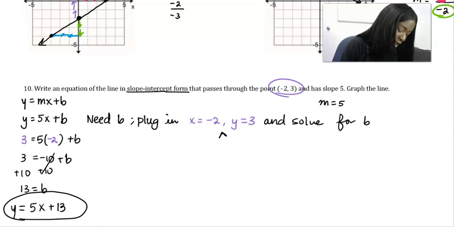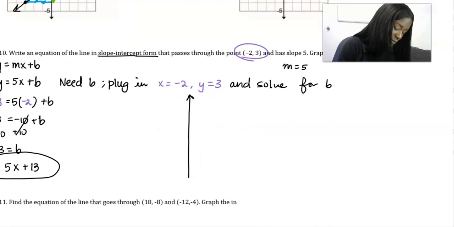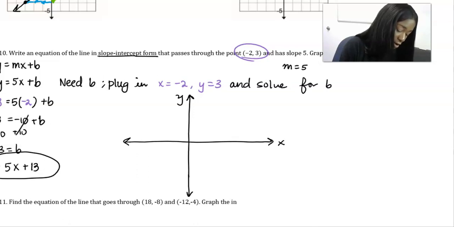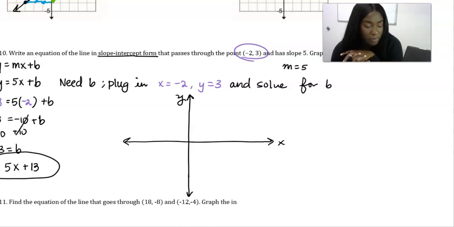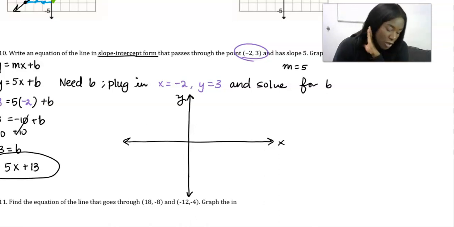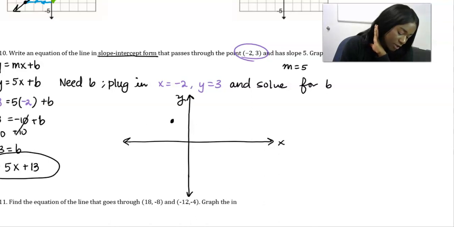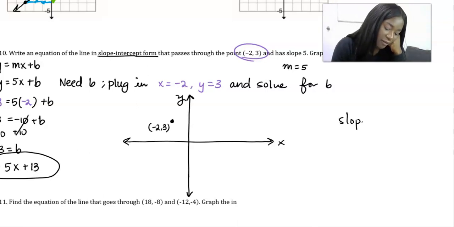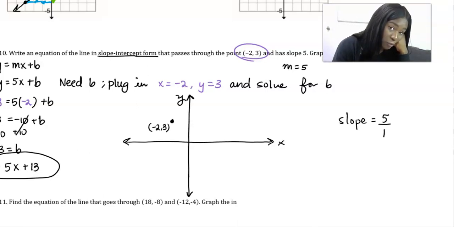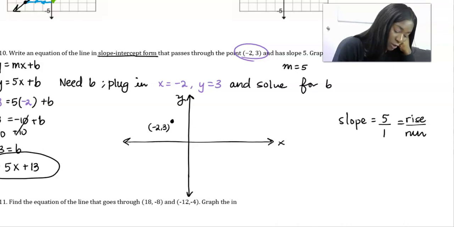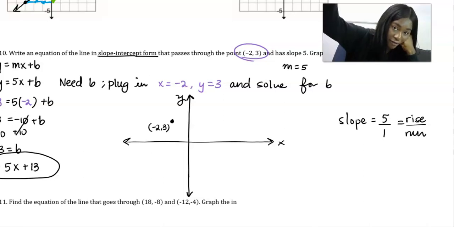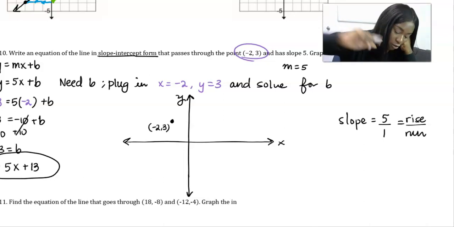And now let's graph it. In all reality, we could have graphed this line from the start. I should have put some graph paper on here. I know that the line goes through the point negative 2, 3. This is going to be a rough sketch, so I'm just going to go left 2, up 3. I'll say this is the point negative 2, 3. And I also know that the slope is 5, which is 5 over 1. I can think of that as my rise over my run, so I could go up 5 and over 1 to get another point that's on this line.